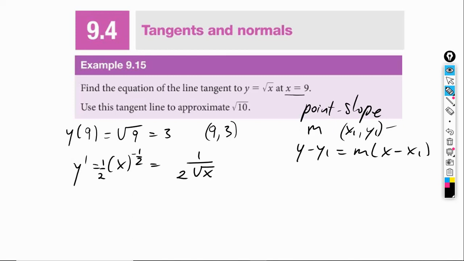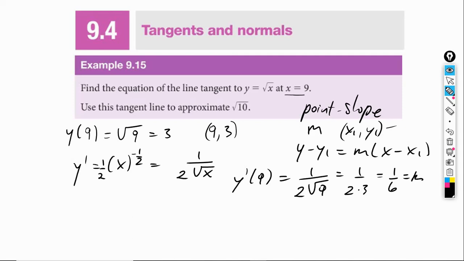So with this we can find the slope, because at the point x equals 9, we plug that into the formula for the derivative, and we're going to get the slope at the point 9, comma 3. So this is going to be equal to 1 over 2 times the square root of 9, and this is obviously 1 over 2 times 3, so this is going to be 1 over 6. So this is the slope m. Okay, so we're already all set to write our equation, right?